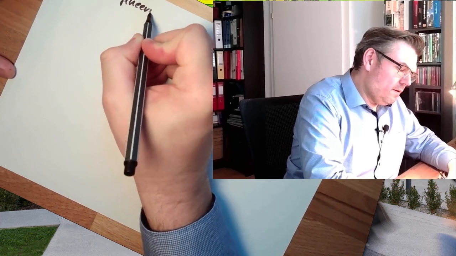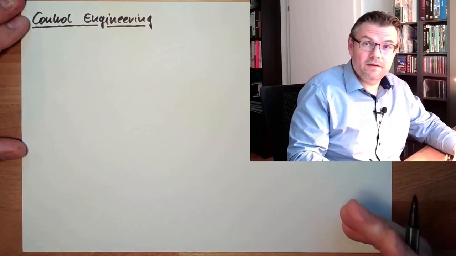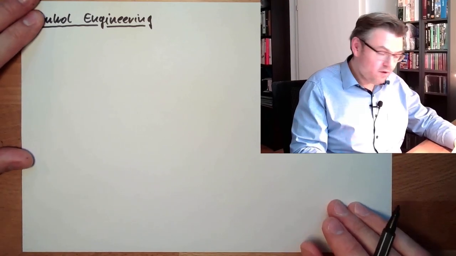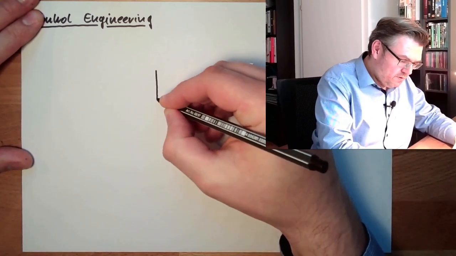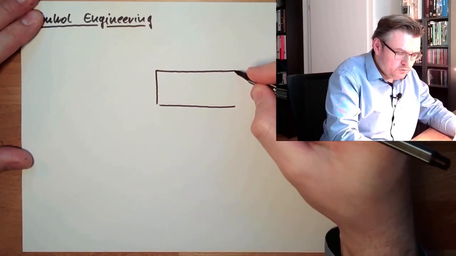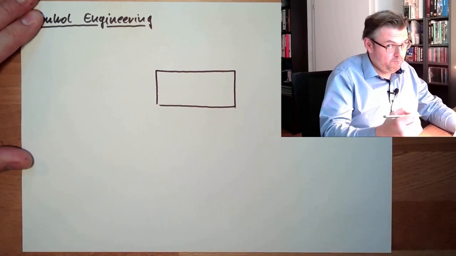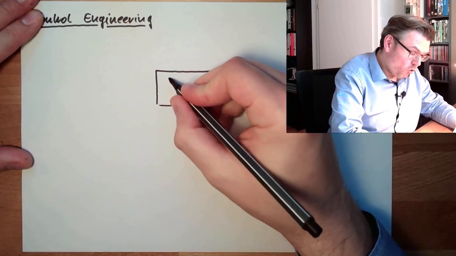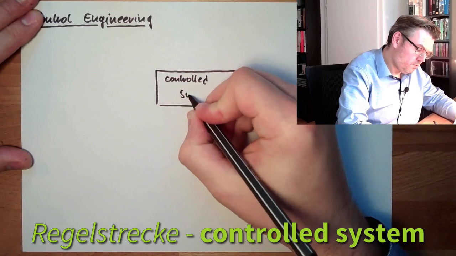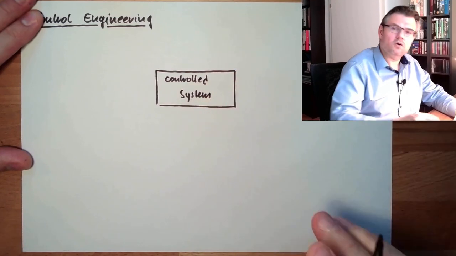So, it's about controlling, right? It's about controlling. And we need to have something which we can control. So there must be somewhere a system which is controlled, and the appropriate name for such a system is control system. So this is a control system. Okay?